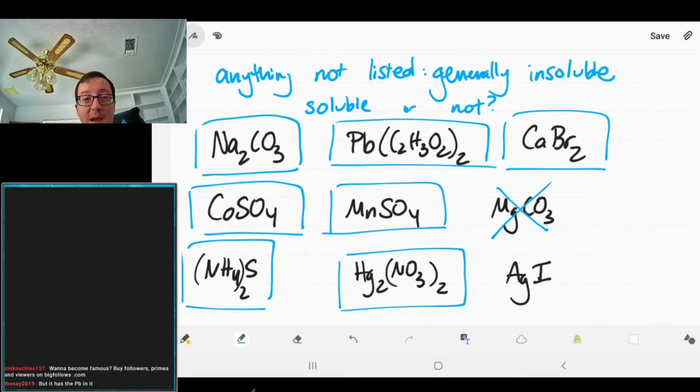That's the case of the magnesium carbonate. We saw that that one is insoluble because we don't have a rule for magnesium. We don't have a rule for carbonate. So it's insoluble. Our rules tell us what is soluble.